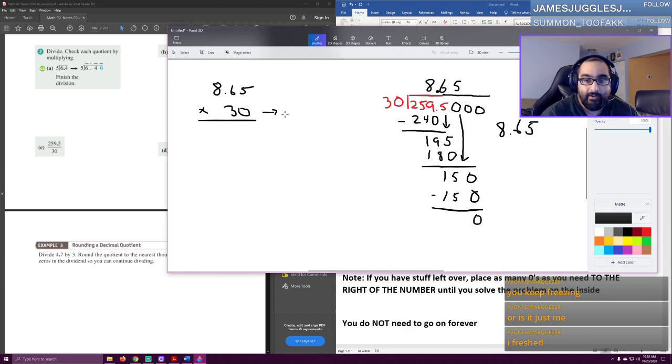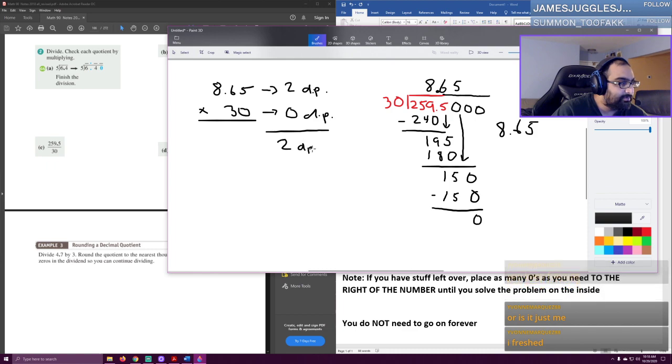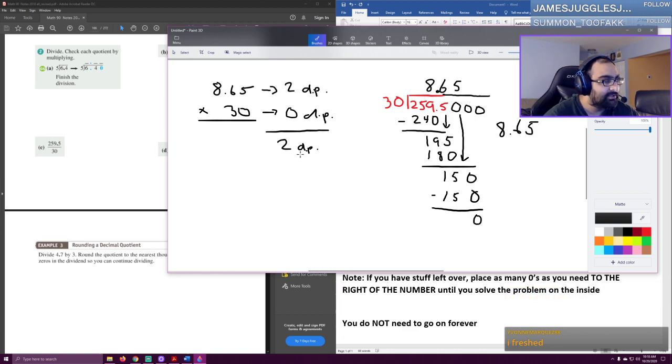Remember that 30 here has 0 decimal places. There are actually no decimal places here because there's nothing next to the decimal, whereas the first number here has 2 decimal places. Just want to serve that as a reminder that we're going to have a total of 2 decimal places. Every whole number always has 0 decimal places. All right, and then we go ahead and multiply 865 times 30, and we'll see what we get.